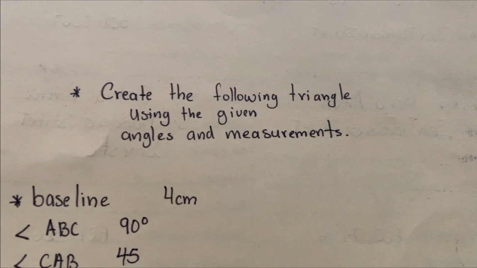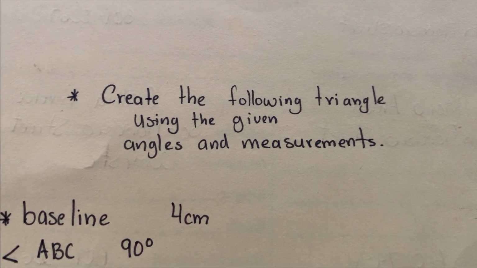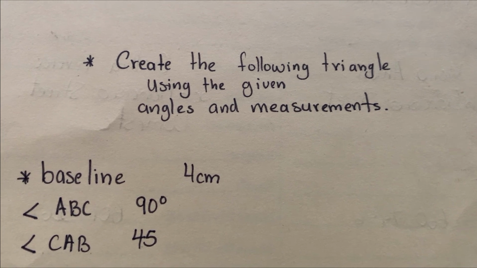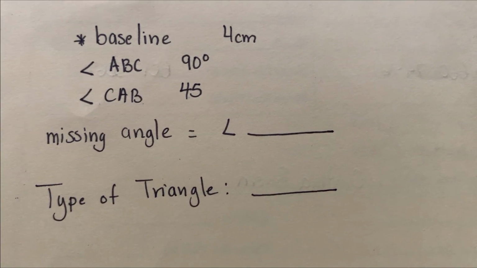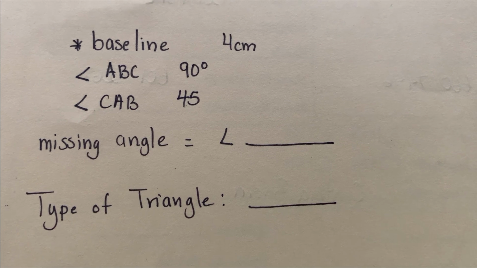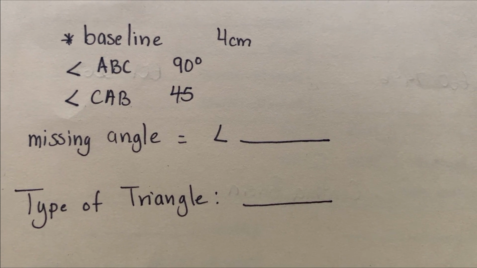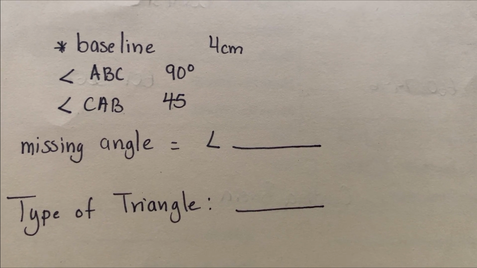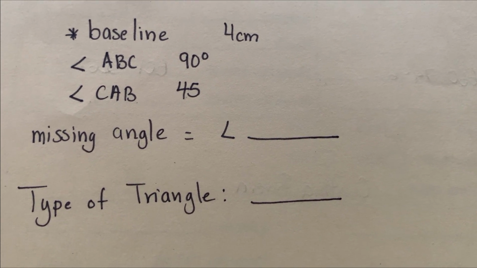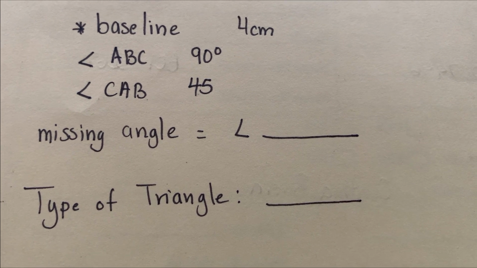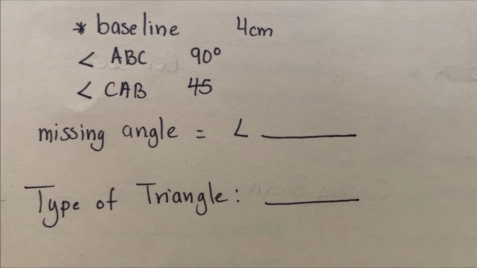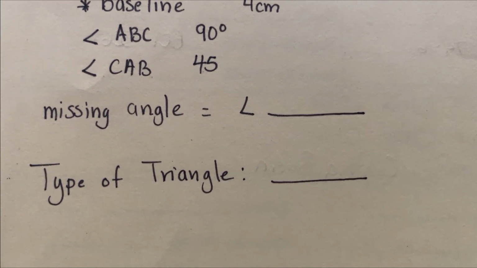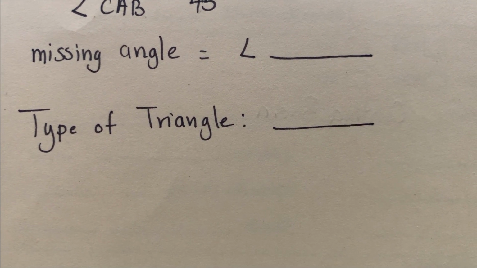Instruction says create the following triangle using the given angles and the measurements. Using their protractors, one of the first things they need to do is create their baseline of the triangle, which is supposed to measure 4 centimeters. Then you have other sections, for example, angle ABC 90 degrees, angle CAB 45 degrees. And then there is another section that says missing angle.